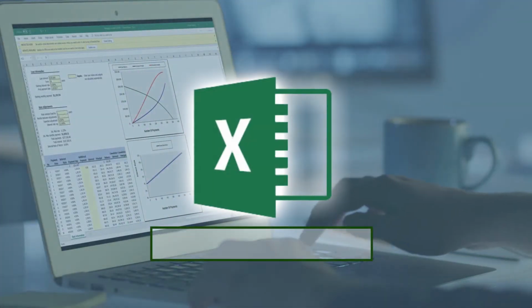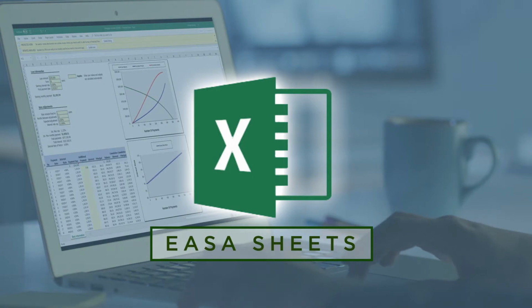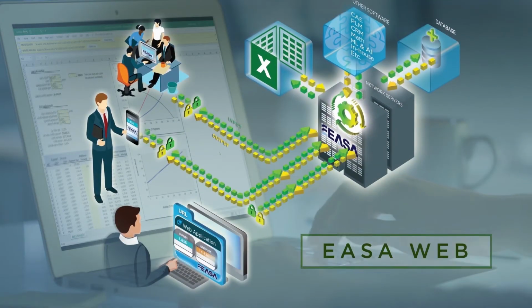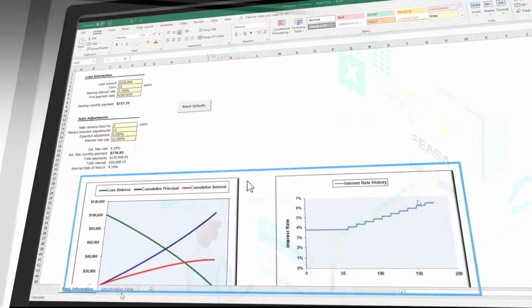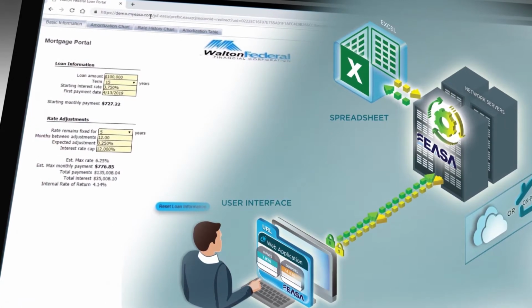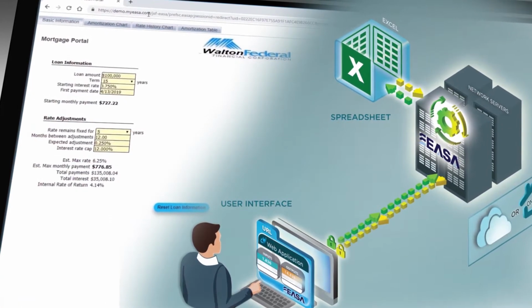Today, we will look at the management of Excel spreadsheets through EASA Sheets. EASA offers two routes for the management of Excel documents. The first is via a web app called EASA Web, which enables one to convert spreadsheets into web applications, and these only require a browser to use. No local copy of Microsoft Excel will be necessary.